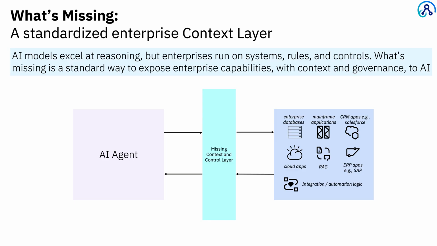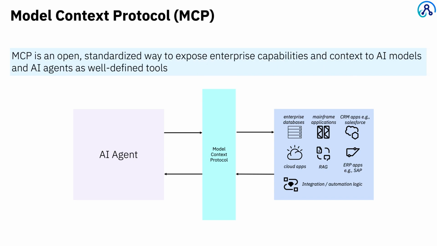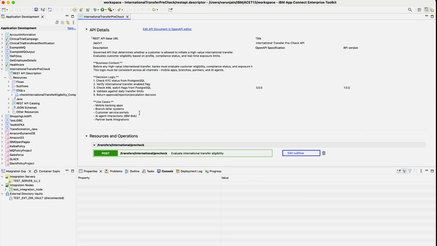So while AI models excel at reasoning, enterprises run on systems, rules, and controls. What's missing is a standard way to expose enterprise capabilities with context and governance to AI. And hence comes MCP. It's an open, standardized way to expose enterprise capabilities and context to AI models and AI agents as well-defined tools.